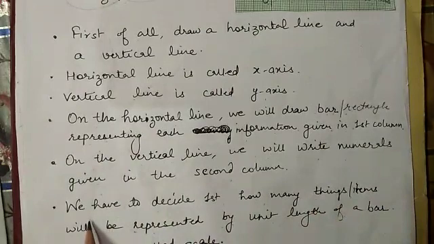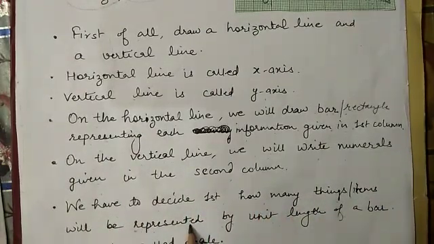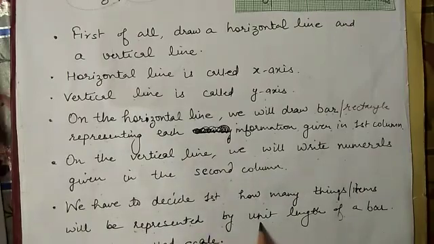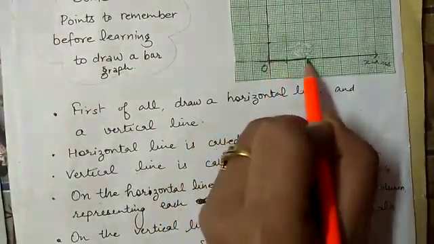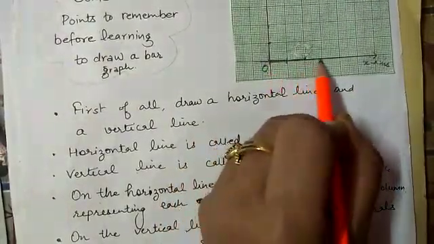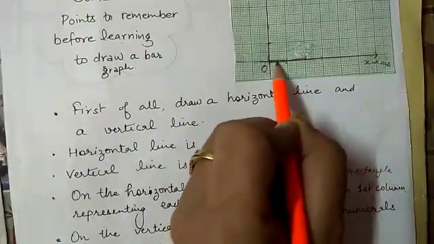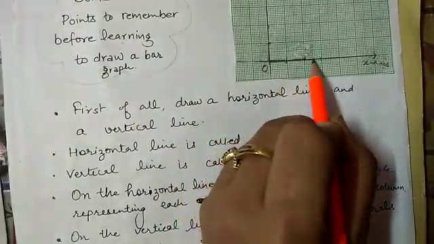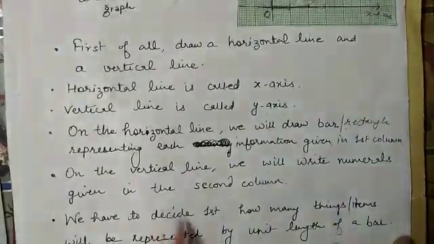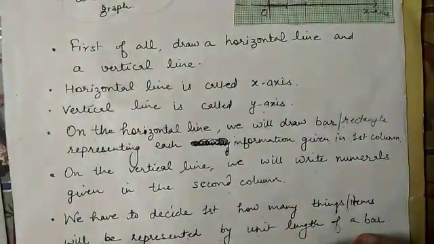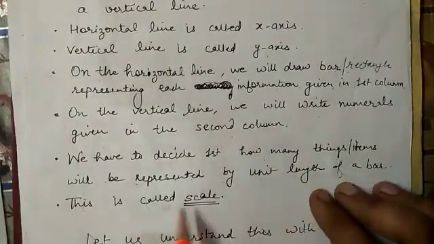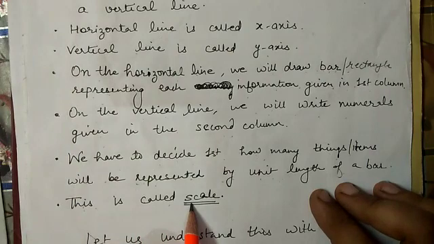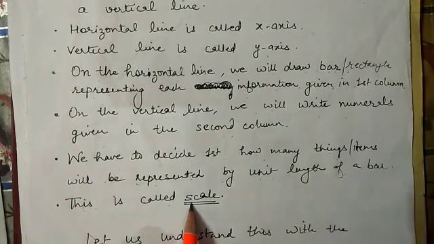Now we have to decide first how many things or items will be represented by the unit length of a bar. This is called the unit length. 1 unit, 1 unit, 1 unit. In total I have shown up to here 3 units. Each unit is of the same length. And deciding how many things will be represented by the unit length of the bar is known as the scale. That is, what scale we will choose to draw our graph.